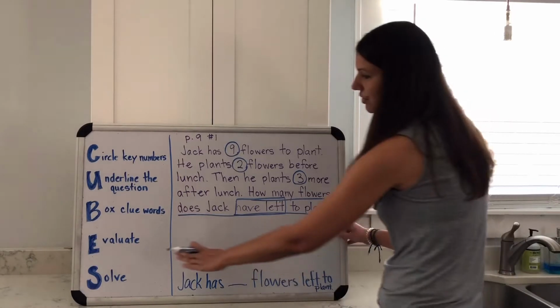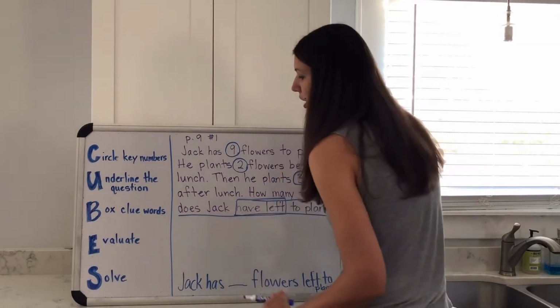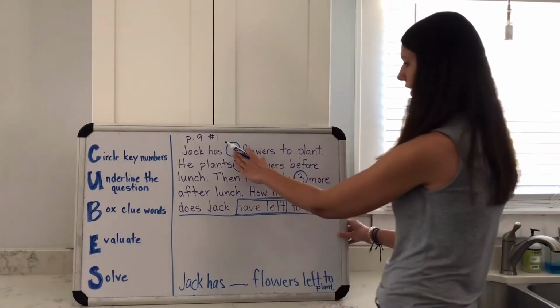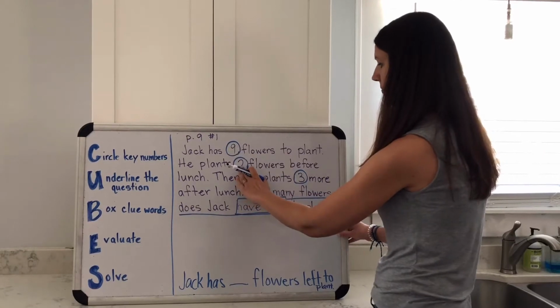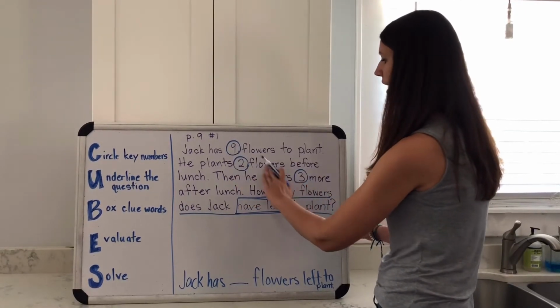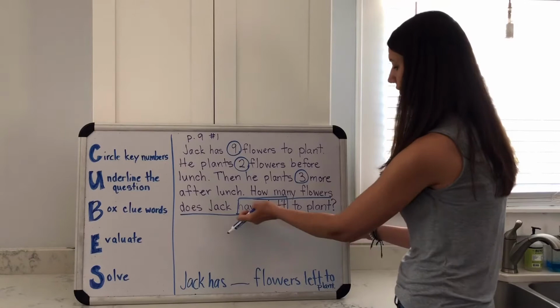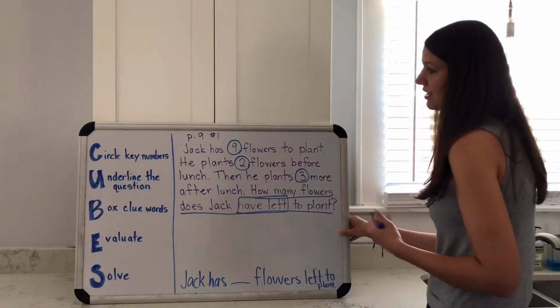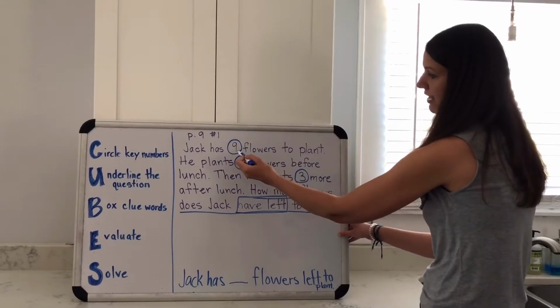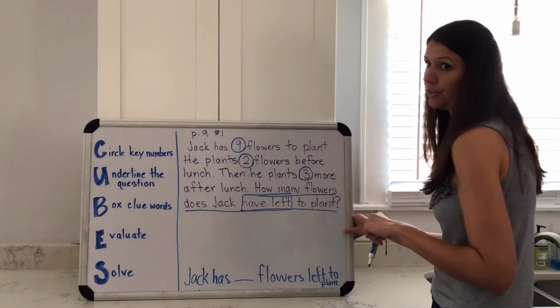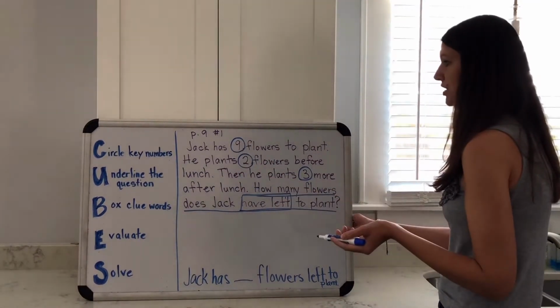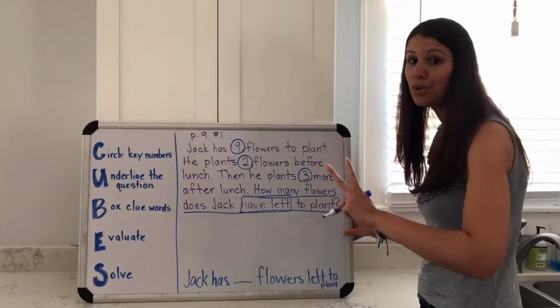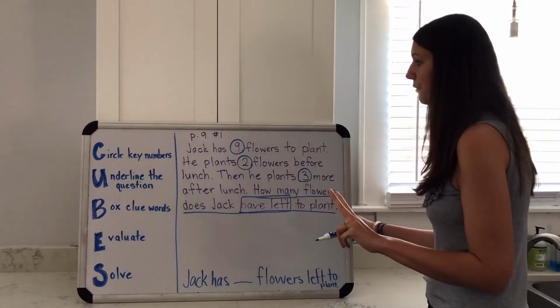And now I'm going to evaluate what type of problem this is. So I'm starting with 9, and then he plants some, and then he plants some more. And at the end, he has a few more left to plant. I just need to solve for that number. So that tells me that I'm gonna need to subtract. I'm starting with 9, and then as he plants them, I can subtract those numbers. So now I want to solve, and I know I need 2 different equations to solve this problem.